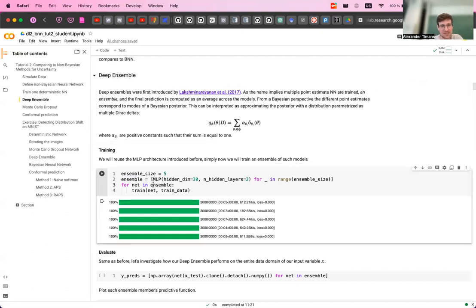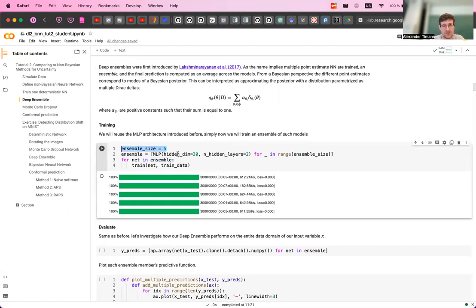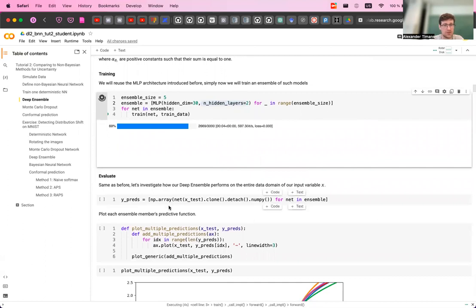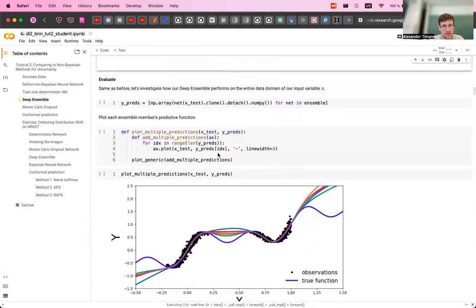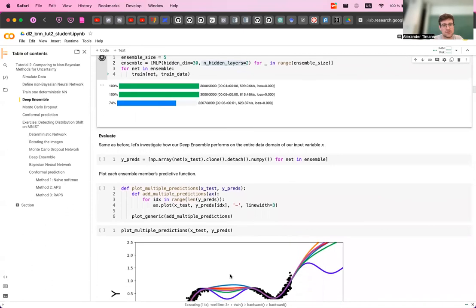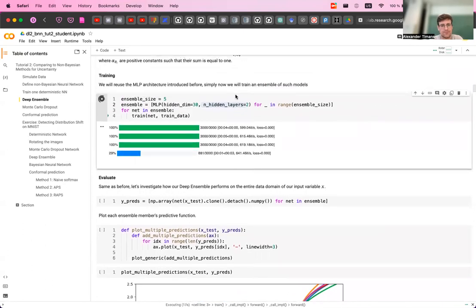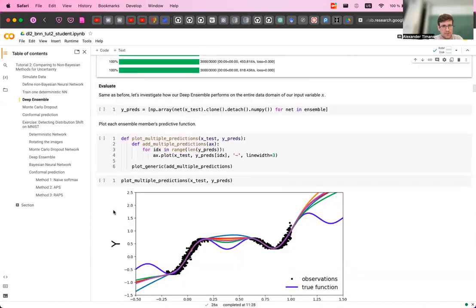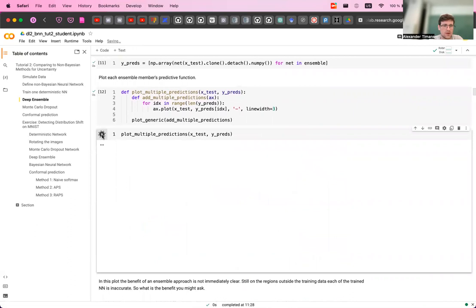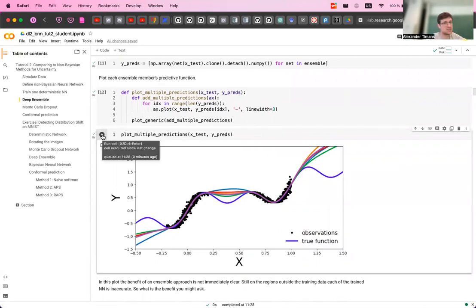So in this case, we look at 5 ensemble members, and each of them has 2 layers. Now we train the 5 members here, and then we collect their predictions and plot their variance, or standard deviation rather, in the later parts. So here we just plot the 5 networks that we train. And then for each of them, we collect the predictions.